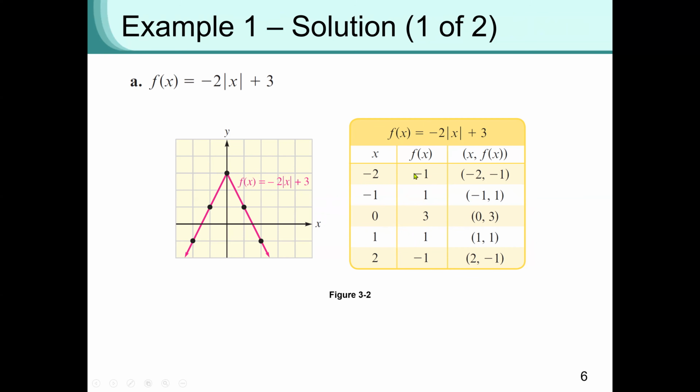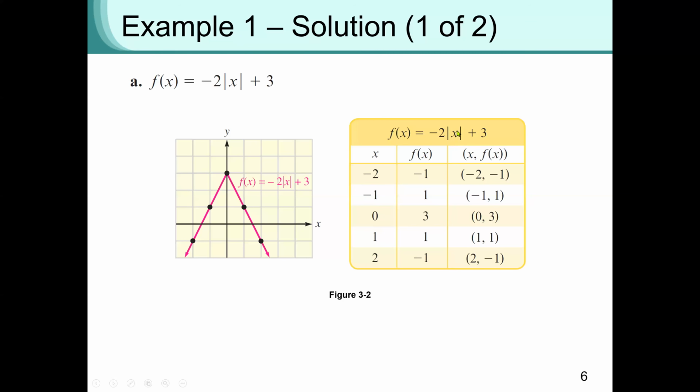Then when it's -1 times absolute value of -1. First of all, the absolute value of -1 will be +1. So 1 times -2 will give me -2. -2 plus 3 will give me +1. So when x is -1, f at x or y is 1.